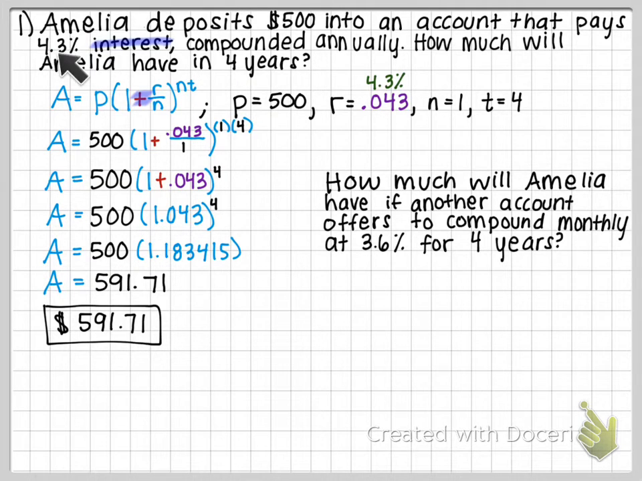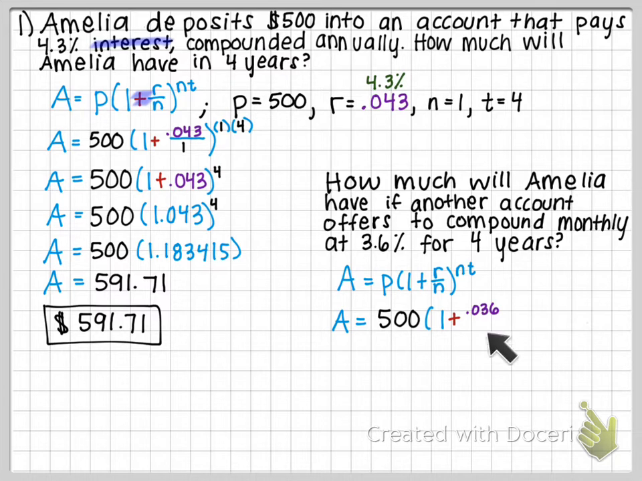So we're changing the percentage to 3.6. Still T is 4. And now it's compounded monthly. So that means N is 12. So 500 still stays the same. It's still plus because we're talking about interest. And it's 0.036 this time because our percentage changed, over 12, because it's compounded monthly, raised to the 12 times 4 because of 4 years.